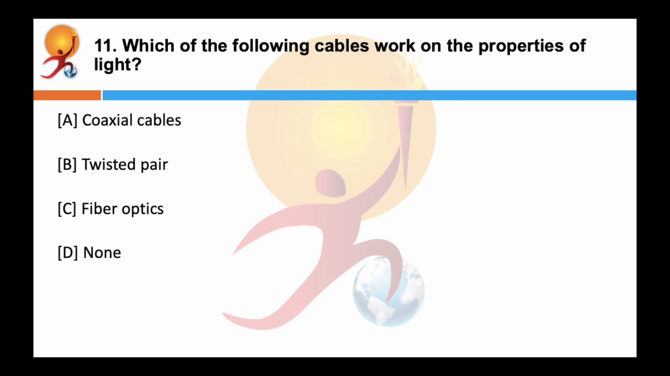Which of the following cables works on the properties of light? This must be easy. Correct answer is fiber optics. Fiber optics works on the properties of light. When a light ray hits at critical angle, it tends to diffract at 90 degrees. This property is the basis of fiber optics.